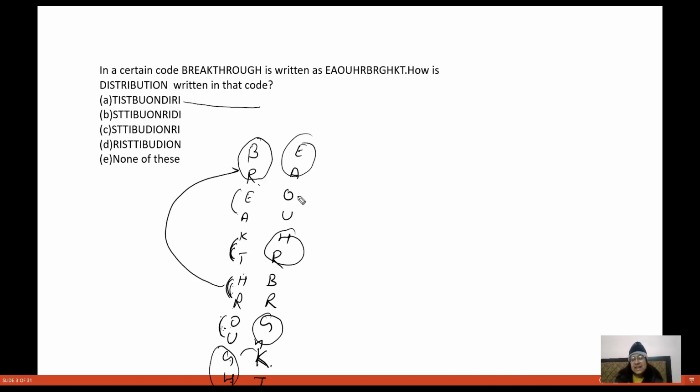So I see that something is flipping. They are flipping words and putting them here and there. So let's find the logic of where the word is put. You have this BR, EA, KT, HR, OU, and GH. Fine, this is the sequence. Now in place of BR, I am writing EA. In place of EA, I am writing OU.